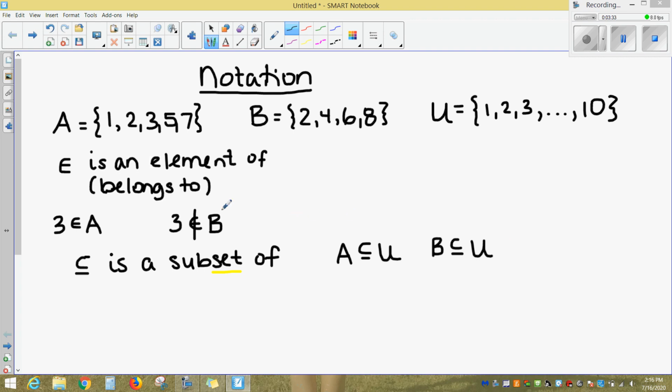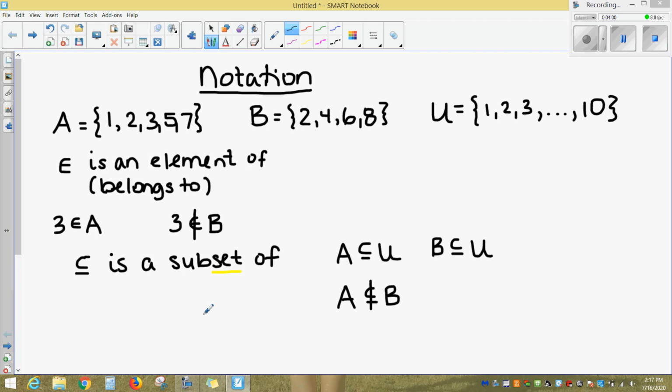Now, just like we did here with our belongs to, if I wanted to say A is a subset of B, and I start comparing and I look and say, well, they have some things in common, but most definitely all of A is not in B, I would say A is not a subset of B. I can make that the opposite of its meaning by drawing a line through it.